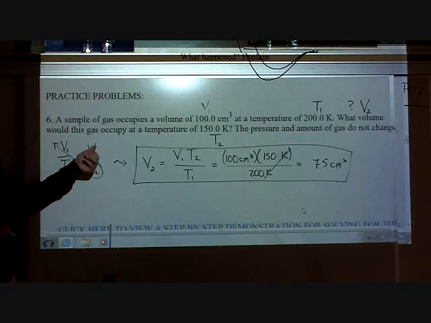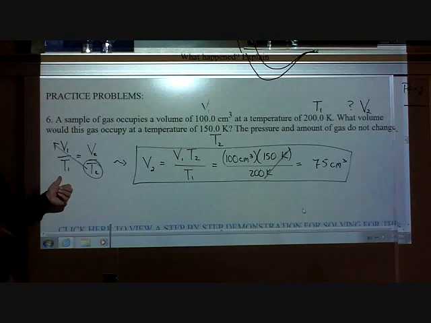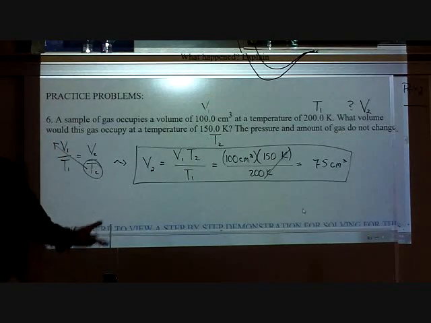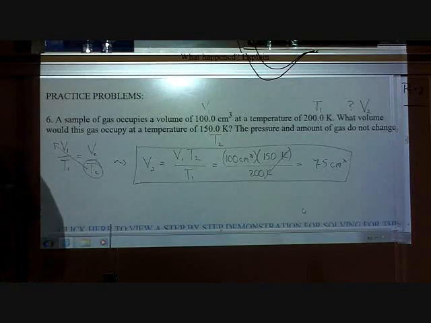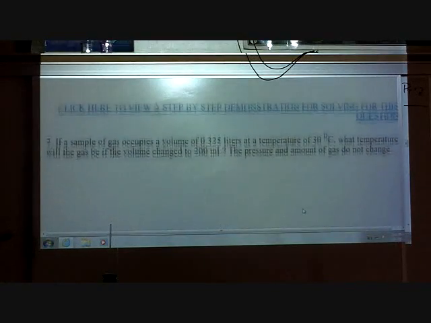If it's in the numerator and we need it on the other side, move it down to the denominator once you cross the equal sign. And vice versa. If it's in the denominator, we need it on the other side, multiply it on both sides, it goes in the numerator. So show the variables before you plug in the values. Okay. The next practice problem, number 7.